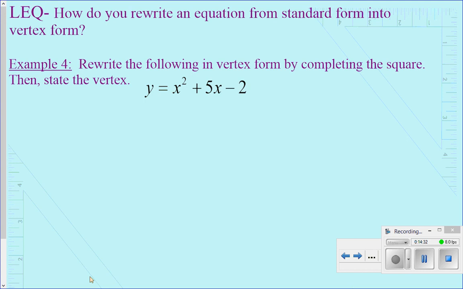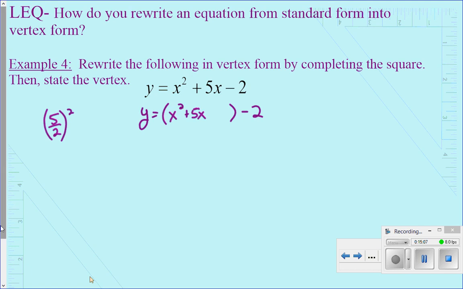Next, process is going to be the same. We start off by grouping. We take half of the b value. Now, this doesn't divide so nicely. 5, when we divide 5 by 2, we're getting a decimal. Well, we're not going to state it as a decimal. We're going to leave it as 5 halves because I don't want you to use the calculator. You should be able to do these in your head. So if I have 5 and I divide by 2, I have 5 halves. So then I square 5 halves.